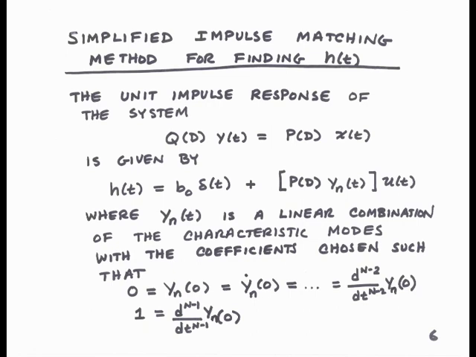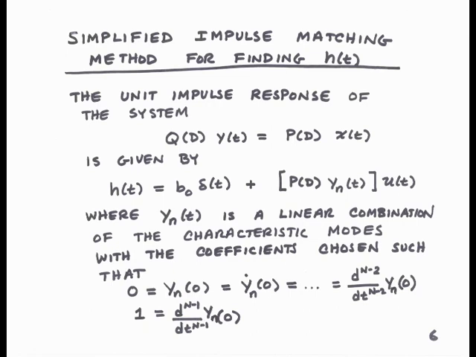Yn here is a linear combination of the characteristic modes. The coefficients in this linear combination are chosen such that the following conditions are satisfied. Yn at time 0 is 0, and the same is true for all the derivatives up to the n-2 derivative of yn. Then the n-1 derivative of yn at time 0 is set equal to 1.